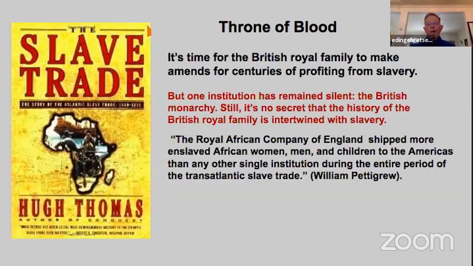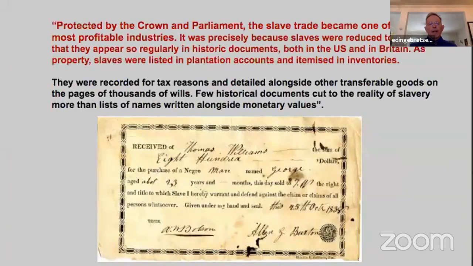Okay. The Royal African Company of England shipped more enslaved women, men, and children to the Americas than any other single institution during the entire period. Just to kind of pause, we talk about redacting histories, and we talk about reclaiming histories, we talk about revising histories, we talk about voices that were hidden.